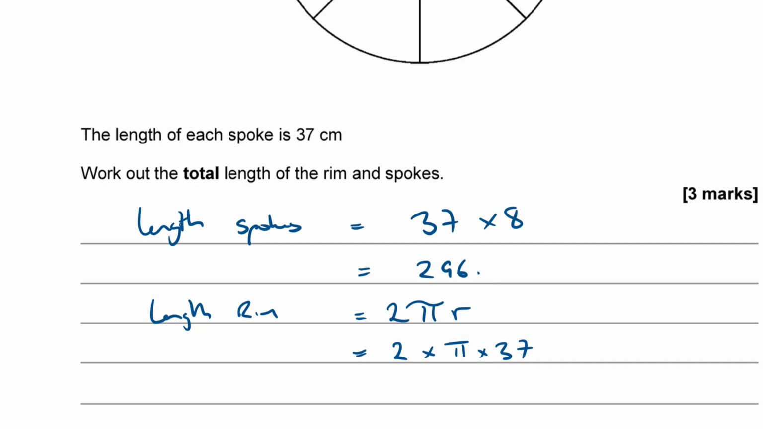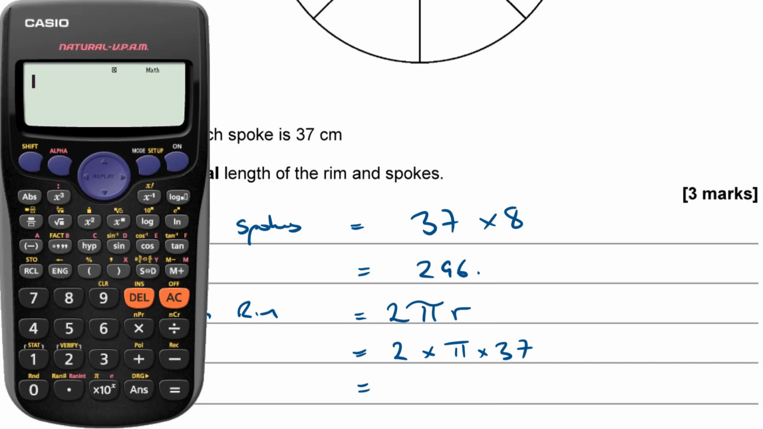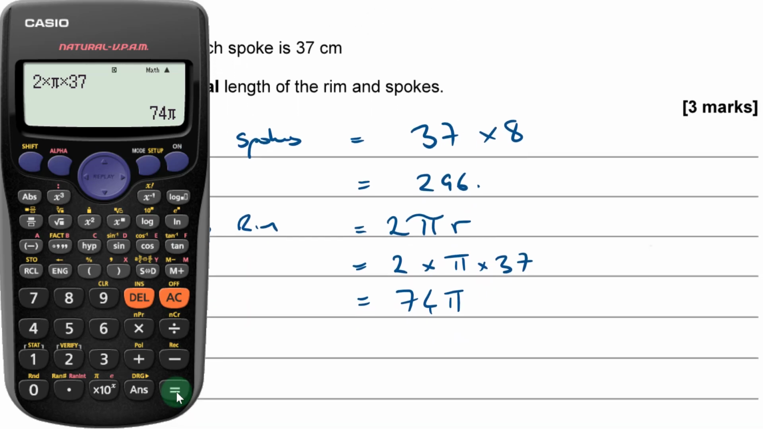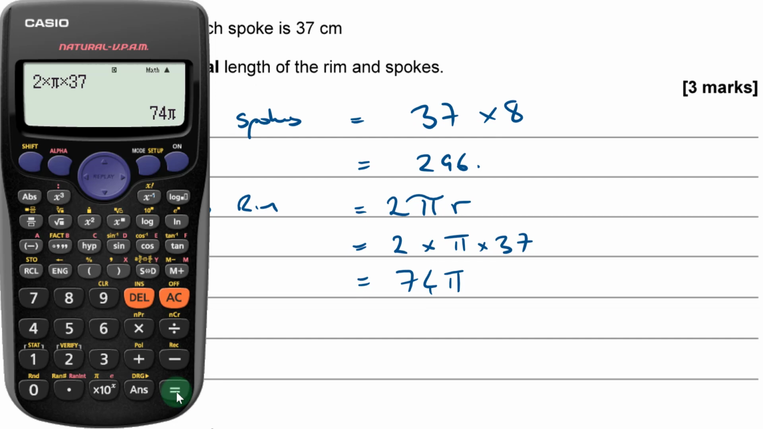Okay, now if you've got a decent calculator like this one, you've got a pi button down the bottom there, so we can just type that straight in. So 2 times pi times 37 comes out to be 74 pi. I'm going to leave it like that for now because I haven't quite finished, have I? So then the total is going to be 74 pi, the rim, plus 296, which is all the spokes.